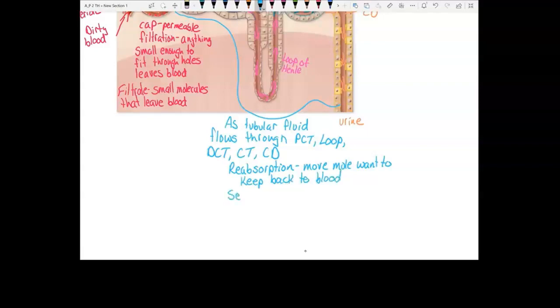And you do secretion. This is where there's large molecules still in the blood that are waste, and you want to get rid of those. So you move waste molecules to the tubular fluid.